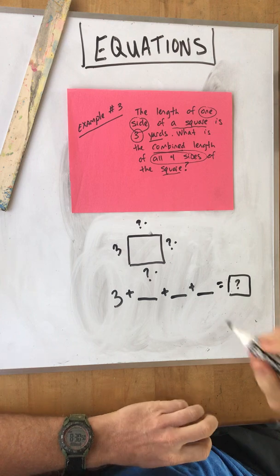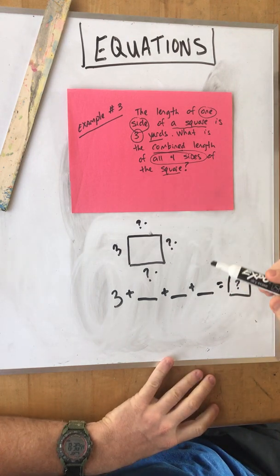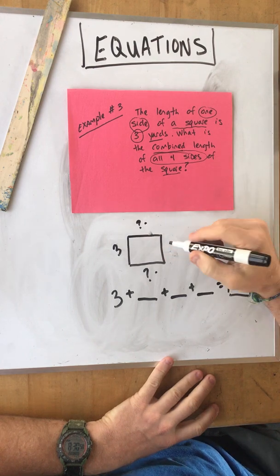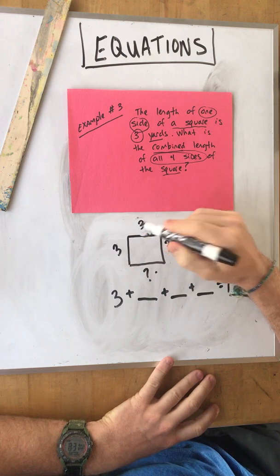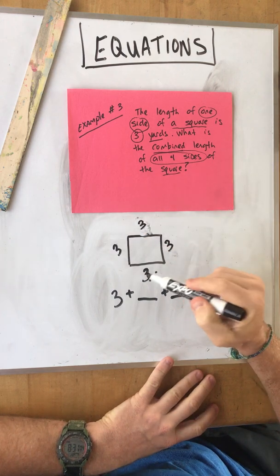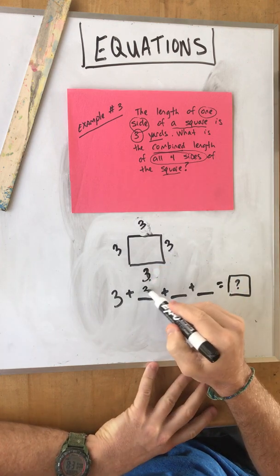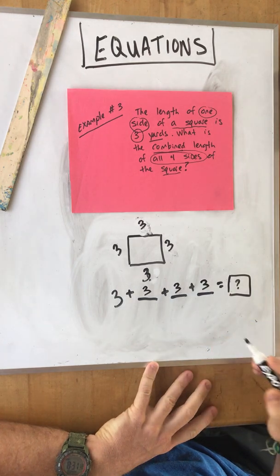Let's go back and solve it. A square means that all 4 sides are the same. So we know if this side is 3, then this side is 3. If this side is 3, this side is 3. Just like that. So you know that all 4 sides are 3. 3 plus 3 plus 3 plus 3. 1, 2, 3, 4 sides.